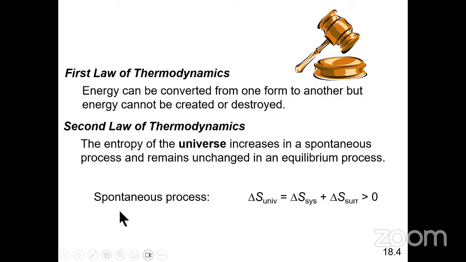So to summarize the second law, for a spontaneous process, the total change of the universe, which is the system plus surroundings, would be greater than zero, right? Because it's always increasing for a spontaneous process. But for a process that is non-spontaneous, then the sum of the entropy of the system plus surroundings will be equal to zero. All right.